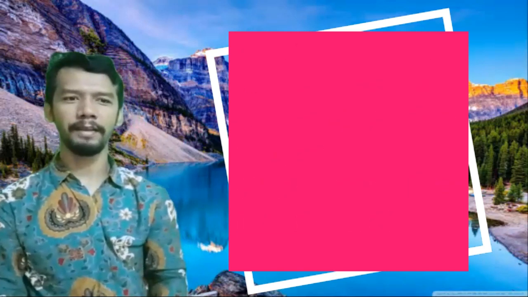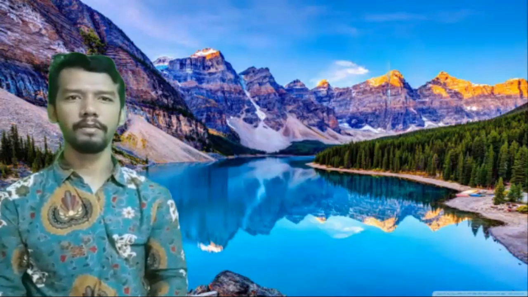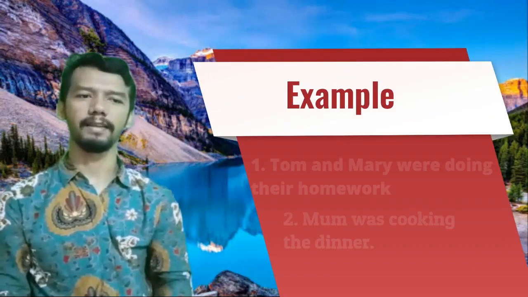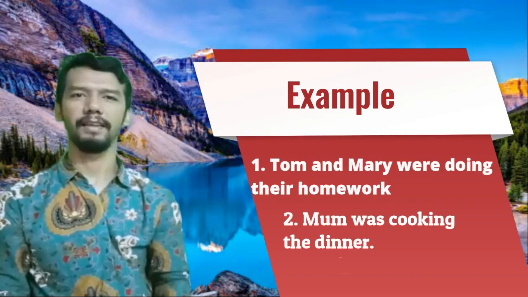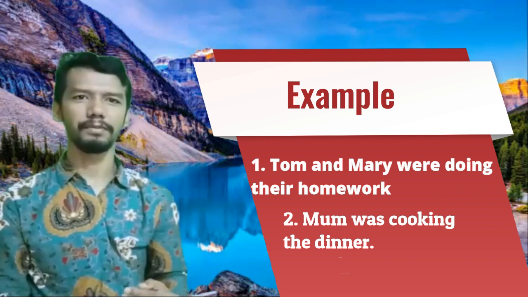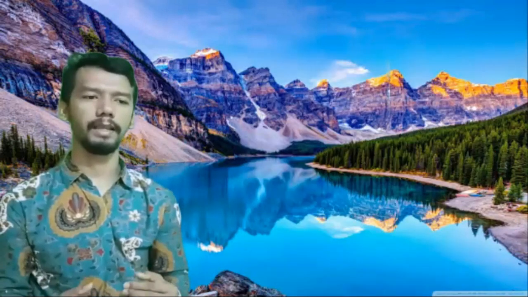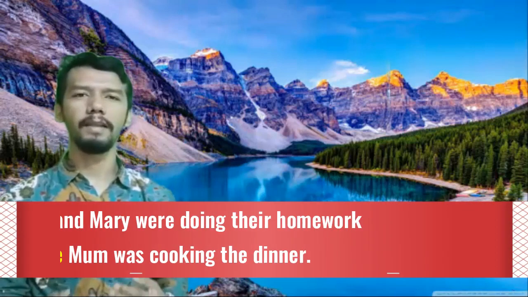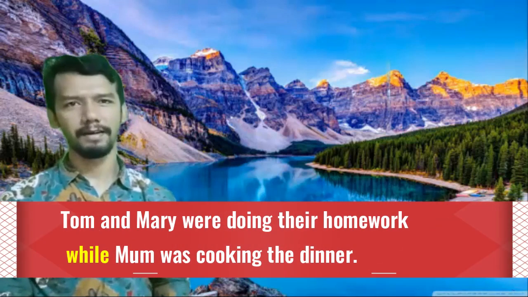Okay, look at the example here. Tom and Mary were doing their homework, and the second sentence is, Mom was cooking the dinner. So we can join these sentences together by putting the relative clause while. So the sentence becomes, Tom and Mary were doing their homework while Mom was cooking the dinner.